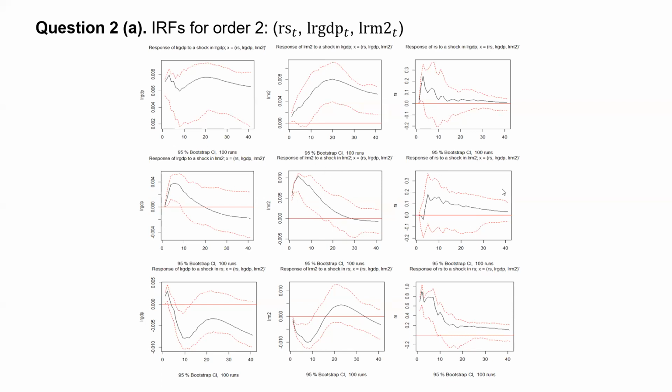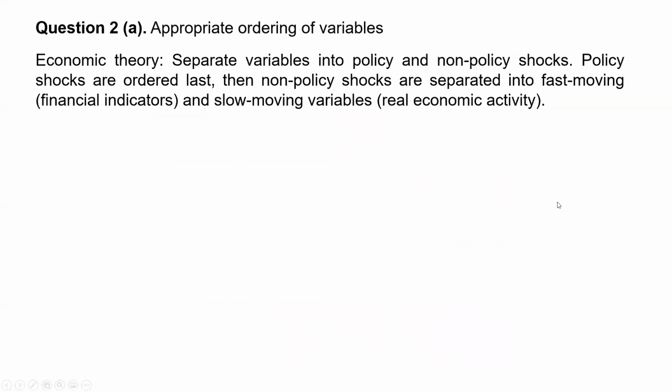What I can tell you though, is that we can draw an appropriate ordering of the variables from economic theory. The way we do this is that we separate the variables into those that are policy and non-policy, right? So we have GDP, we have money supply, and we have interest rates. From those variables, only interest rates is a policy rate. The others are not, right? So policy rates will be ordered last. That's from the theory. And the non-policy variables are separated into variables that move fast and variables that move slow.